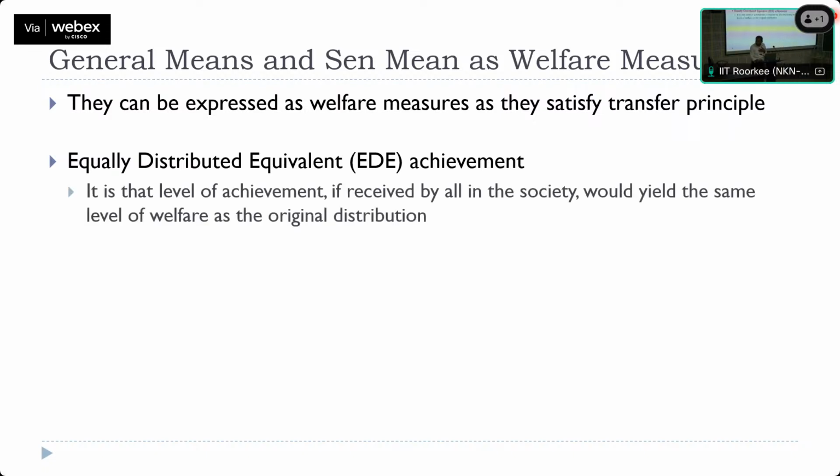Let's see how. It is that level of achievement which, if received by everybody in the society, a perfectly equal society, would yield the same level of welfare as the original unequal distribution. So suppose we have a distribution of 10 rupees and 100 rupees. It's an unequal distribution, right? I have 10, I have 100.